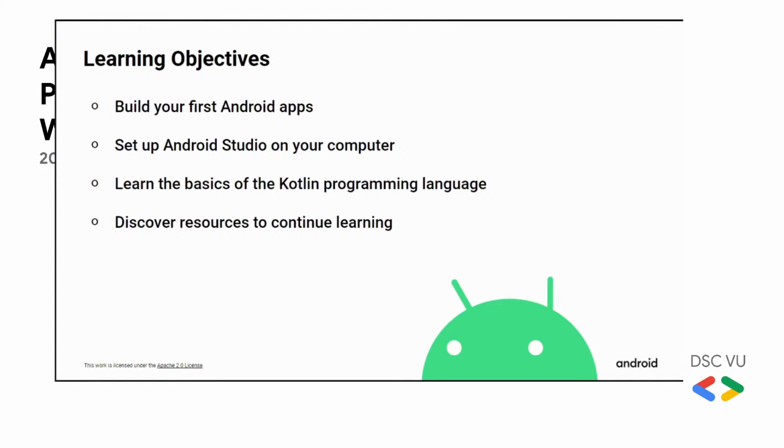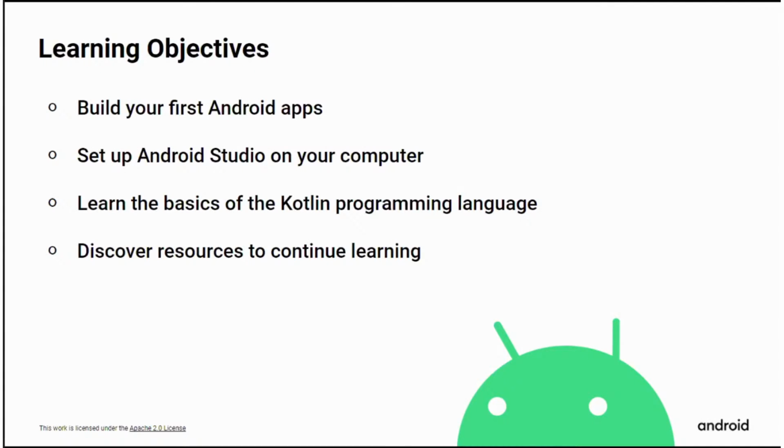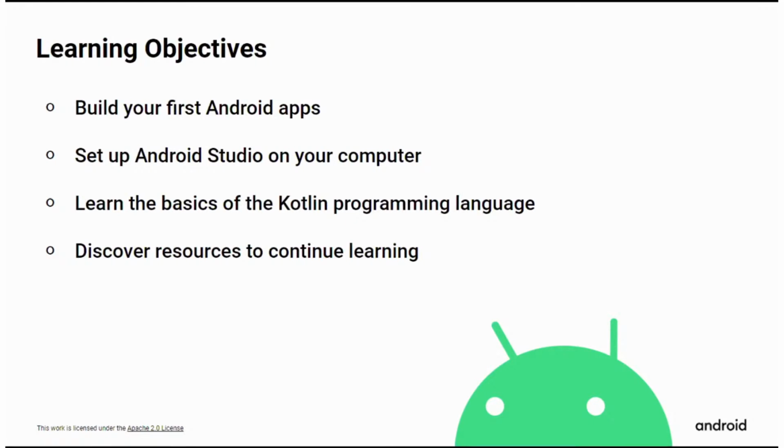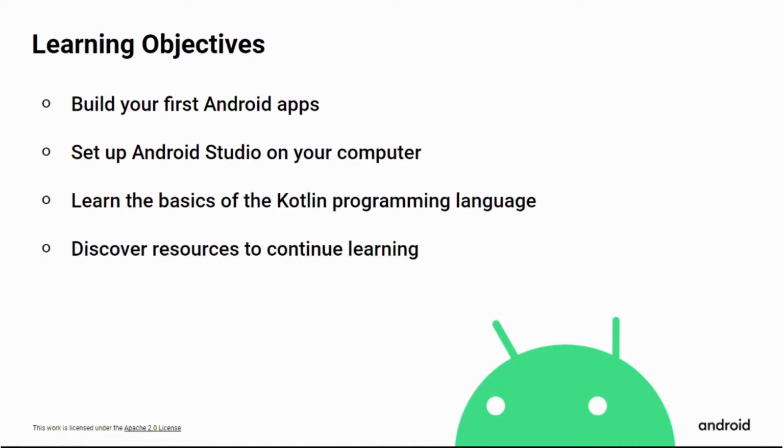Let's talk about what you'll be learning as part of Android programming with Kotlin. First and foremost, the goal is for you to build your first Android app. To do this, you install Android Studio on your computer. For those of us hearing of Android Studio for the first time, Android Studio is the official integrated development environment for the Android operating system. It was built on JetBrains IntelliJ IDE software and was designed specifically for Android development.